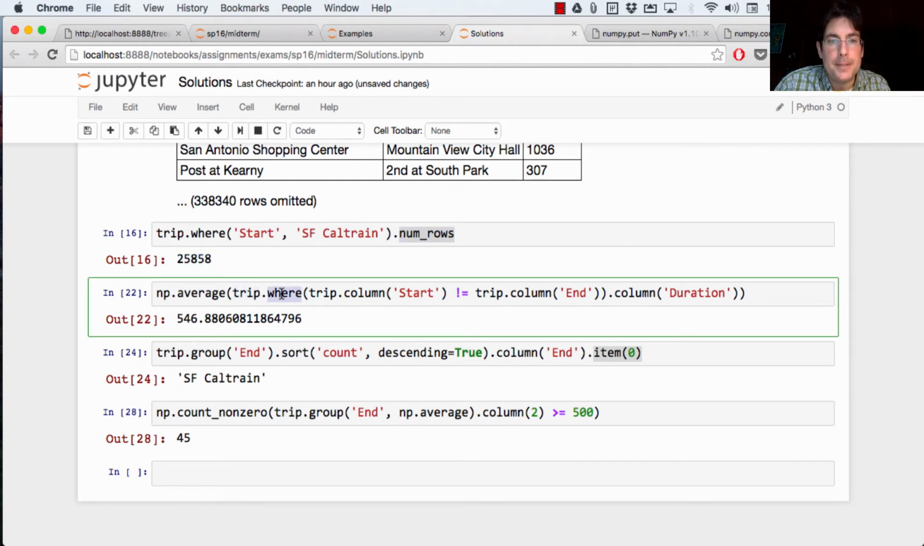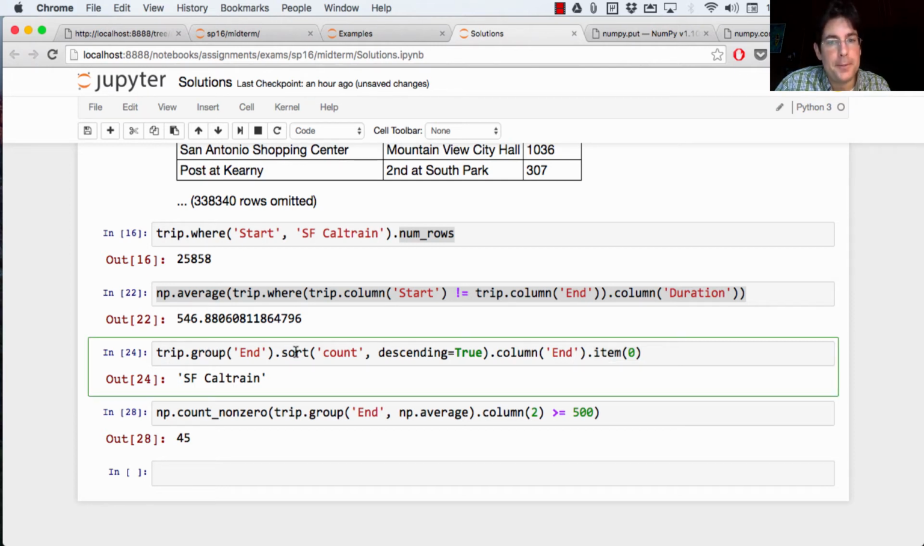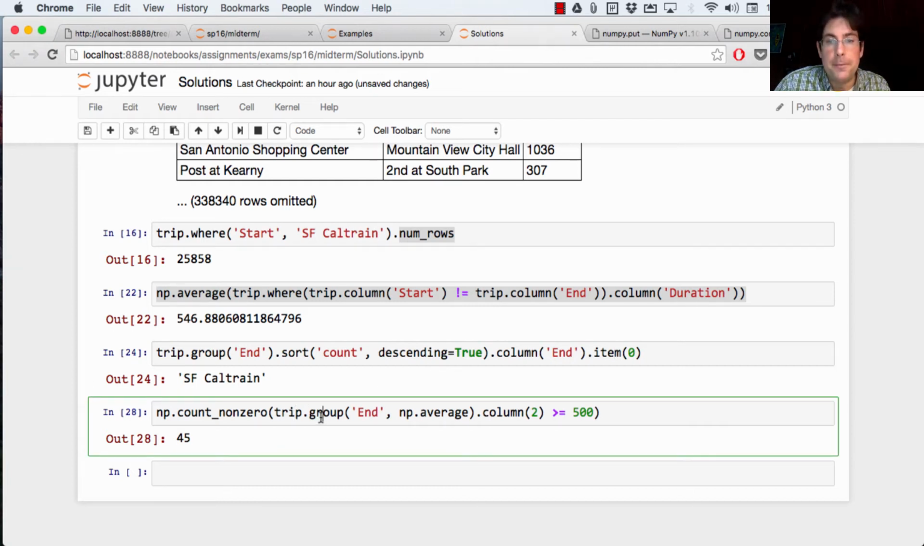Here, trip was a table, dot where gave us a table. The argument, dot where, was an array, which we got by comparing two arrays, that's fine. Once we have this table, we ask for a column of that table in order to get an array, and then we took the average of that to get a number. Trip is a table, group gives a table, sort gives a table, column gives an array, item gives a number. Trip is a table, group gives a table, column is an array. Comparing an array to a number gives another array. Calling count non-zero on an array gives a number.